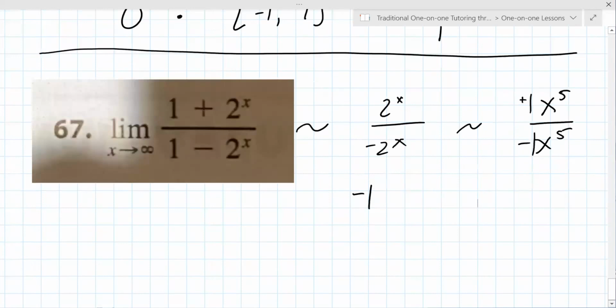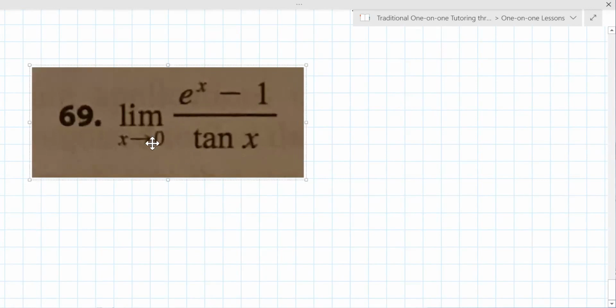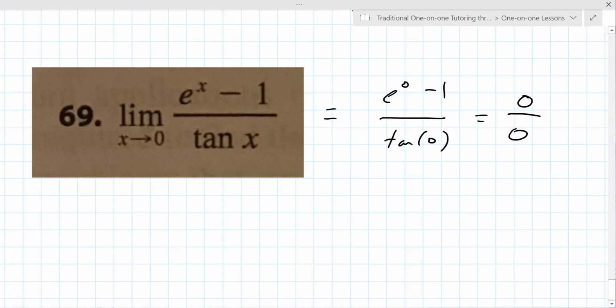For 69, did you say L'Hopital's rule would be included or not? Oh, that'll definitely be on the test. Great. It's kind of weird because you were doing limits in the beginning and then they bring it up again in the class. So you always try the numbers. It's e to the 0 minus 1 over the tangent of 0, and you get 0 over 0. This is called indeterminate form. Okay.